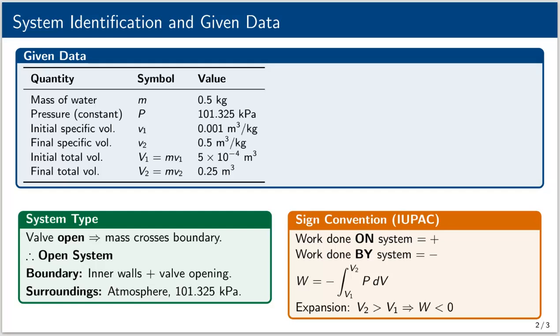Now let us compute the total volume. So initial total volume V1 is m into v1, that is 0.5 into 0.001, that is 5 into 10 to the power minus 4 meter cube, and final total volume V2 is m into v2, 0.5 into 0.5, that is 0.25 meter cube.